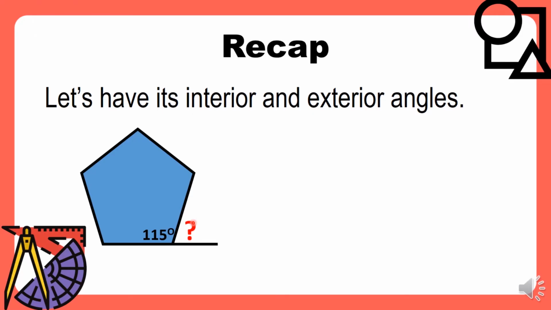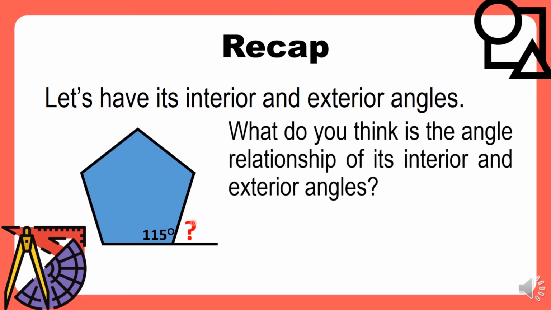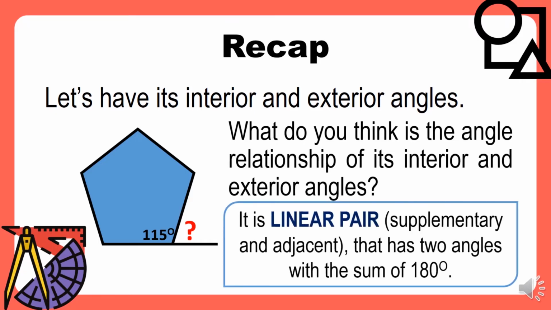Now try to remember the angle pairs that we have discussed. What do you think is the angle relationship of its interior and exterior angles? Great! The interior and exterior angles formed in a polygon are a linear pair. A linear pair is supplementary and adjacent, and it has 2 angles with a sum of 180 degrees. Muli, ang linear pair ay dalawang angles na supplementary at adjacent o magkatabi at may total na 180 degrees.